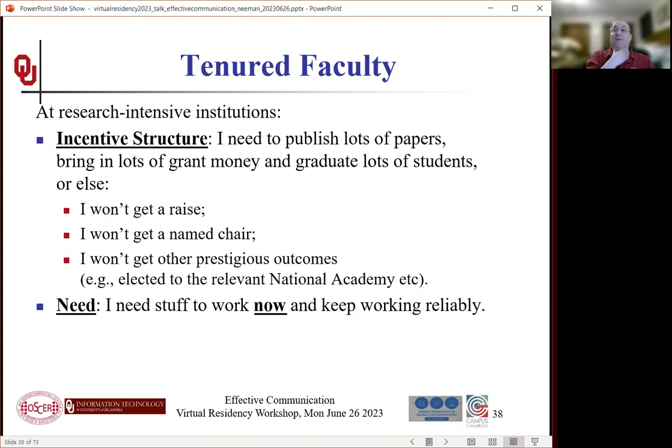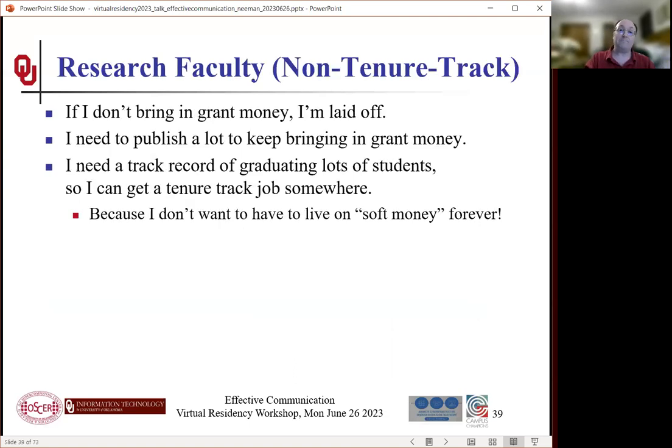But they still have the same incentive structure. Graduate students, publish papers, bring in grant money, right? Because if they don't do that, they don't get a merit raise. They don't get that named chair they've been itching for, which comes with a salary bump. It comes with additional funds, like for hiring students or whatever. I won't get elected into my national academy, or whatever the prestige things are that are rewards, which then of course also translate into things like merit raises and so on. So again, everything has to work now, and it has to keep working reliably all the time.